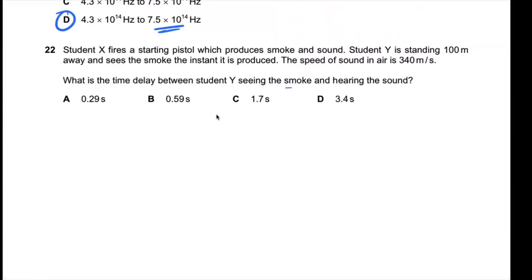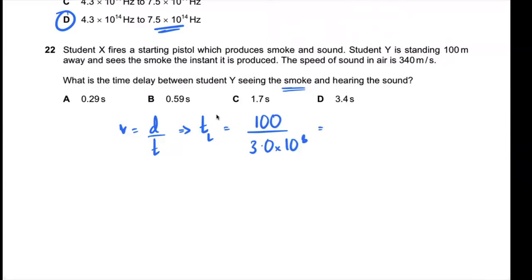Seeing the smoke is basically going to have to do with really seeing the light, right? So that's going to be, according to the wave speed, the speed of light. So v equals distance over time. So the time for seeing the smoke, which is basically seeing the light, is going to be d over v. So the distance is going to be 100 over 3.0 times 10 to the 8. I expect this time to be smaller because light travels faster than sound.